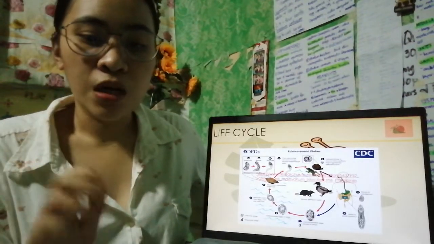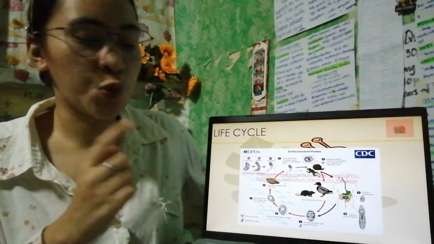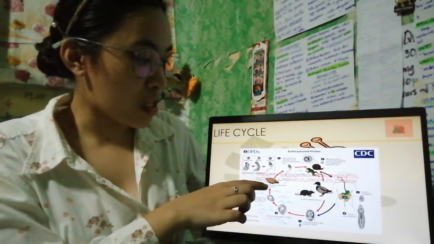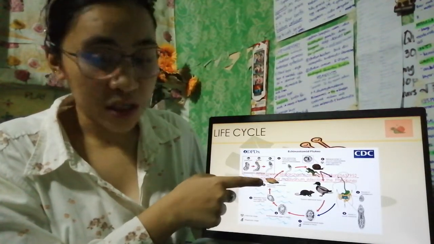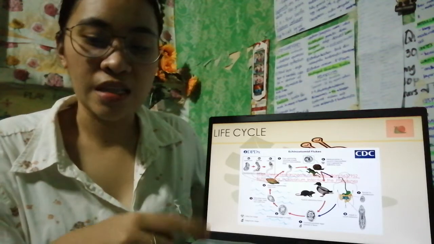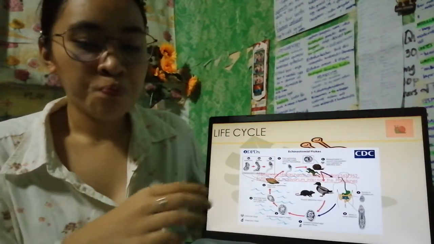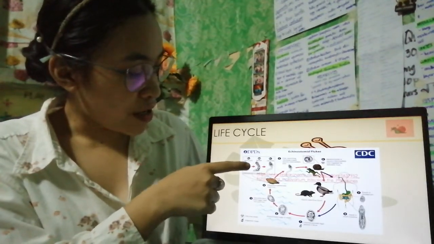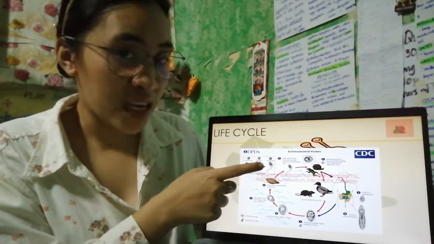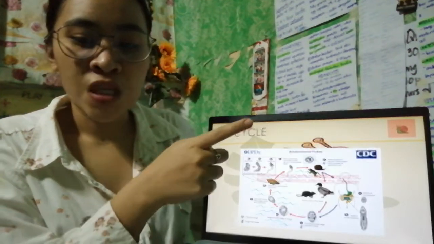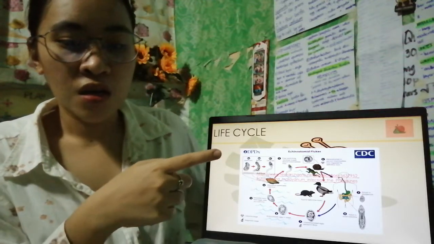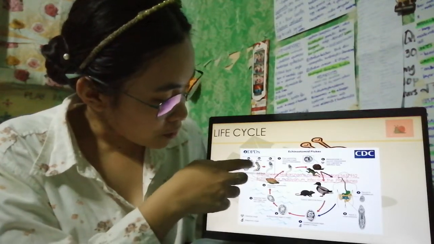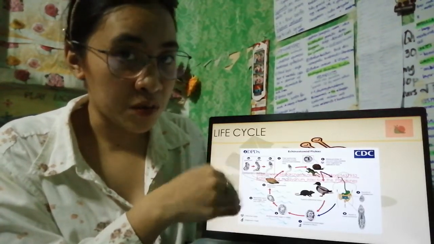After hatching, they swim freely and penetrate the first intermediate host, which is the snail. The intramolluscan stages include sporocysts and one or two generations of rediae, and cercariae, which are released from the snail. So these three intramolluscan stages are released in the first intermediate host.